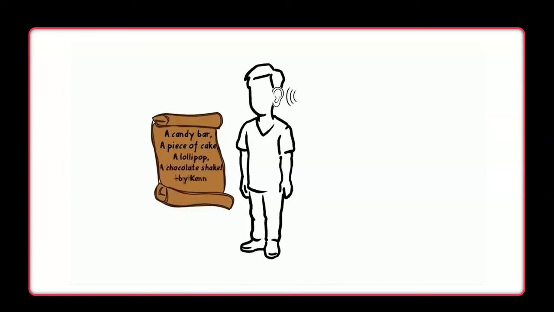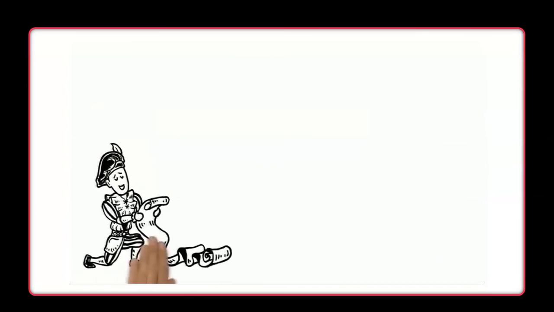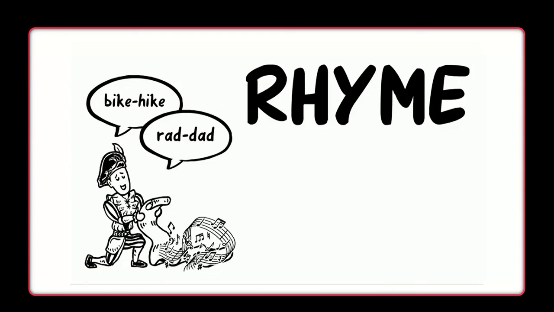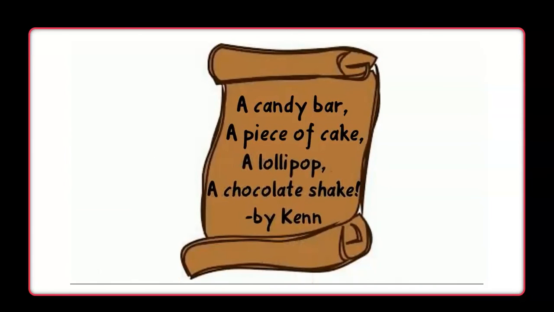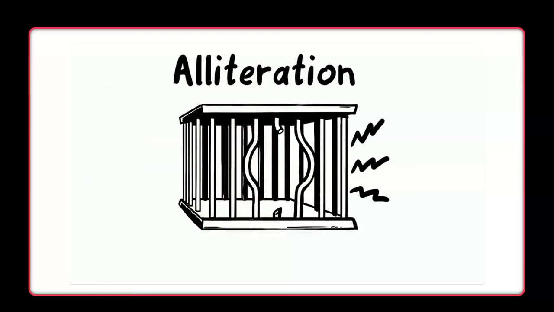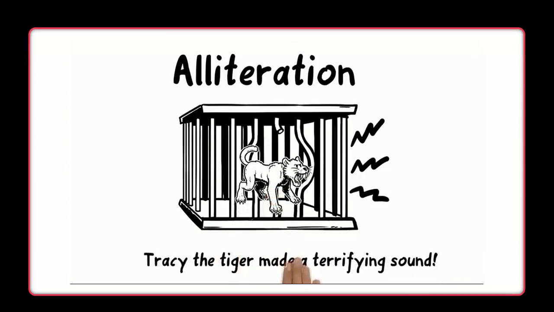Here's an example. A candy bar, a piece of cake, a lollipop, a chocolate shake. Many poems that have rhythm also have rhyme. Rhyme is having the same sound at the end of two or more words, like bike, hike, and rad, dad. Our poem from earlier has rhyme with the words cake and shake, and it makes me feel hungry. Another common element of poetry is alliteration. Alliteration is when the consonant sound is repeated at the beginning of words. Tracy the tiger made a terrifying sound.